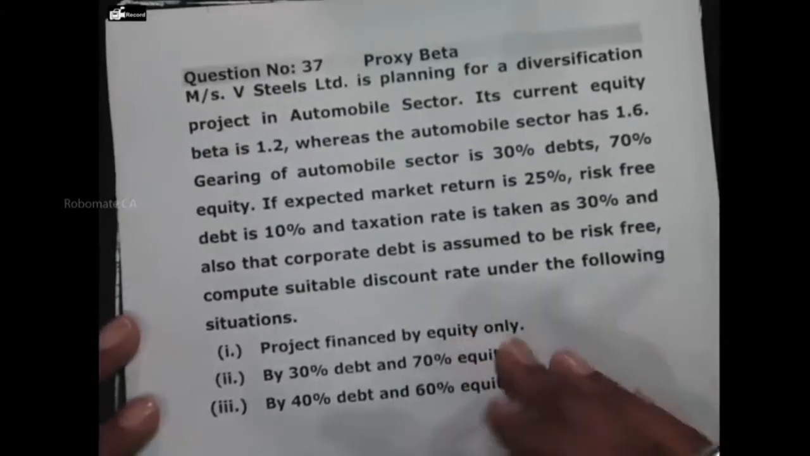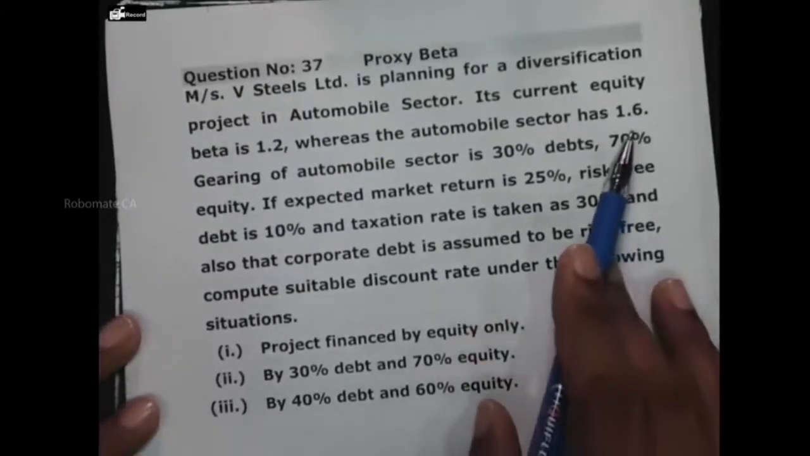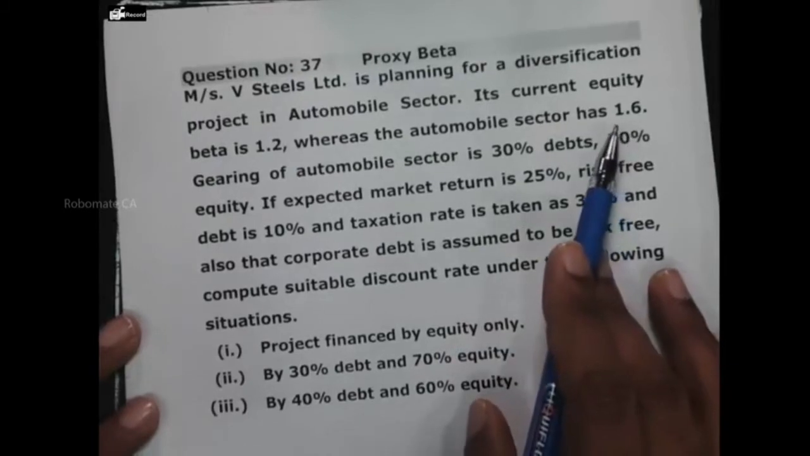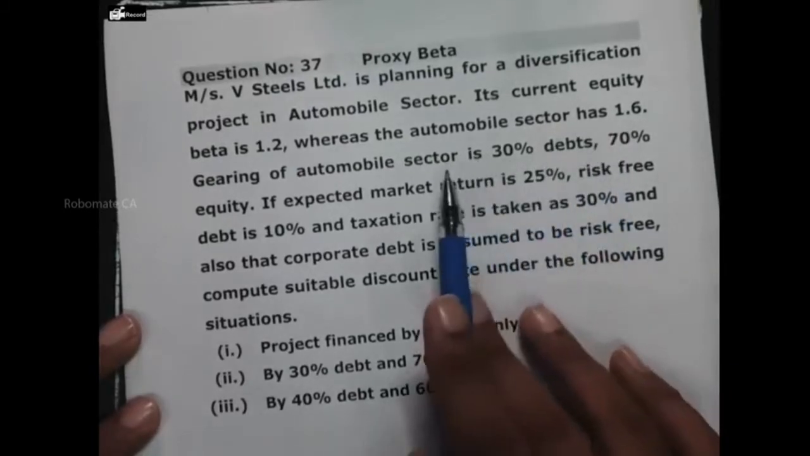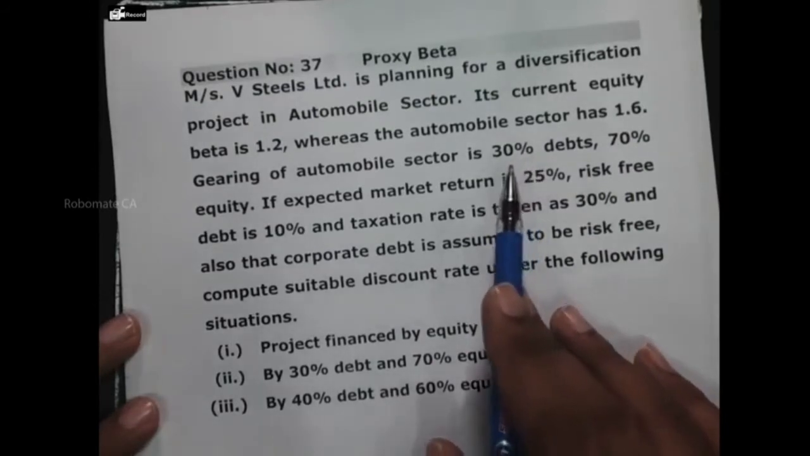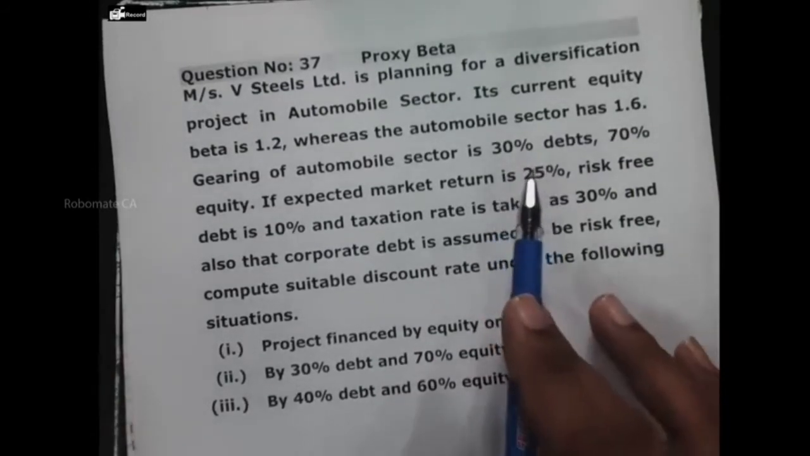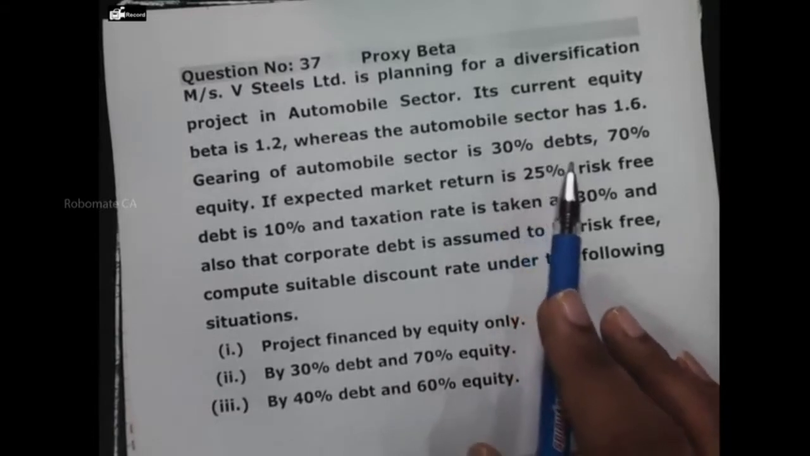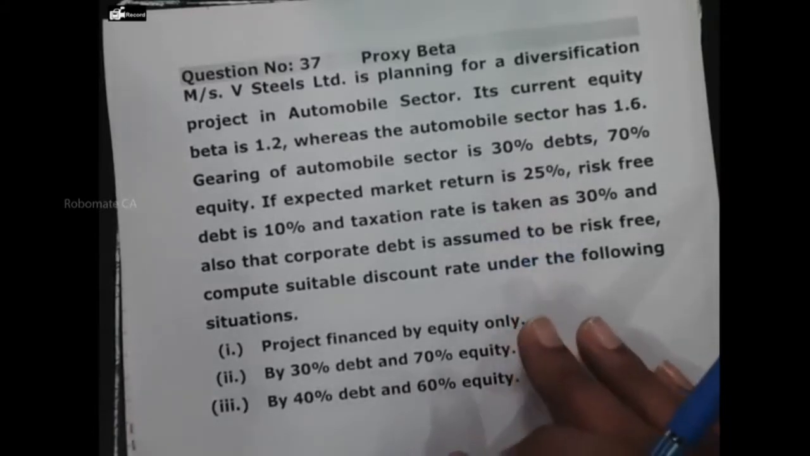My question is, can I take 1.6, the automobile sector beta, as my beta or not? Yes. Why can I take it? Because the sector also has the same debt equity ratio. If I unlever it and relever it, I will get the same number. Yes or no? Can I proceed?